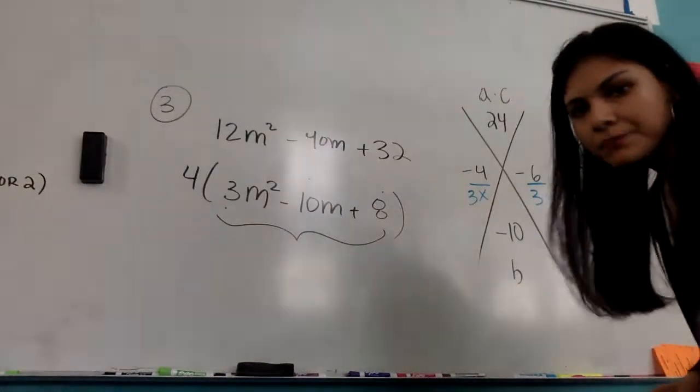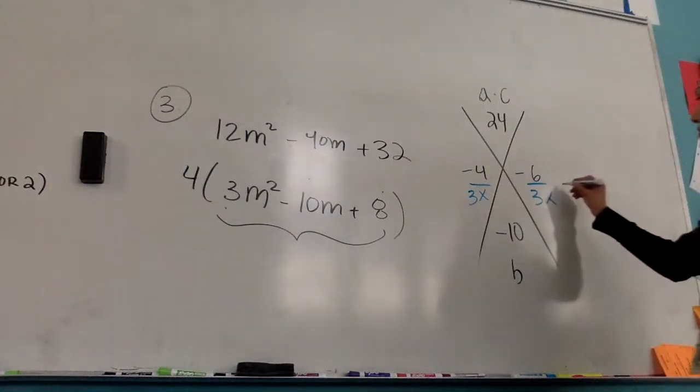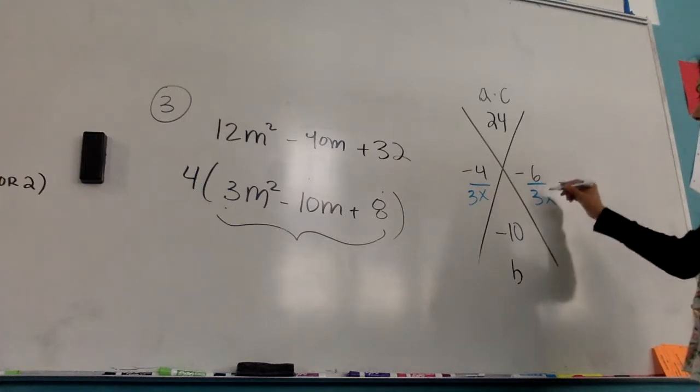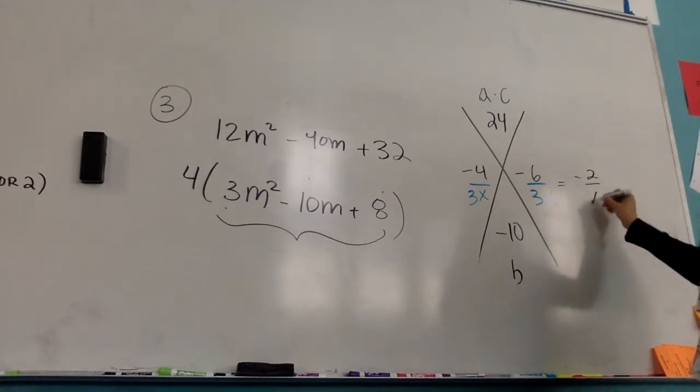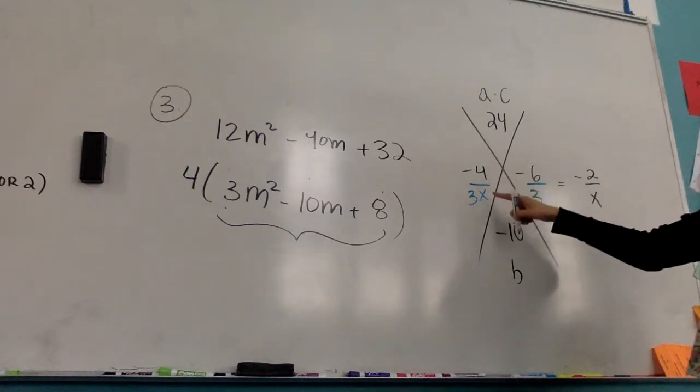I know there's a glare, but I hope you could see that. This one here reduces, so I can cancel out a 3 from the top and the bottom. So you have negative 2 over x. This one, you can't cancel out anything.